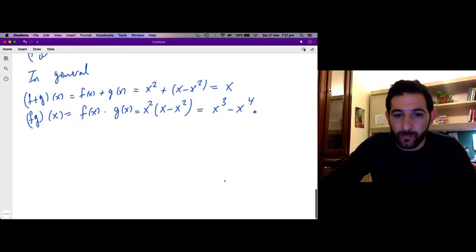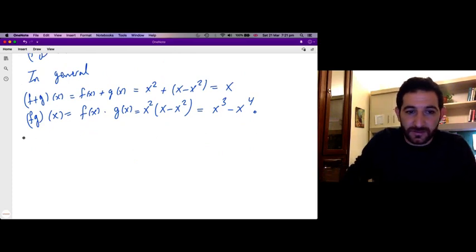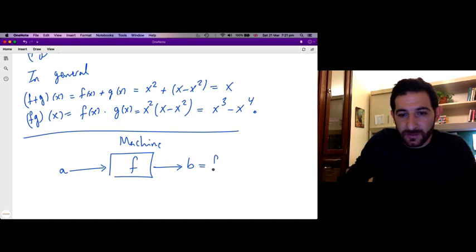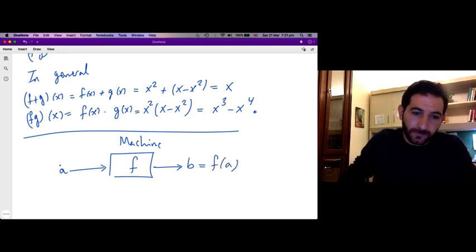So let me here say that it is maybe useful to think about a function f as a machine. You think of it as a machine which takes a as an input and produces b as an output, and b here is the image of a. So here a belongs to the domain and b belongs to the codomain.